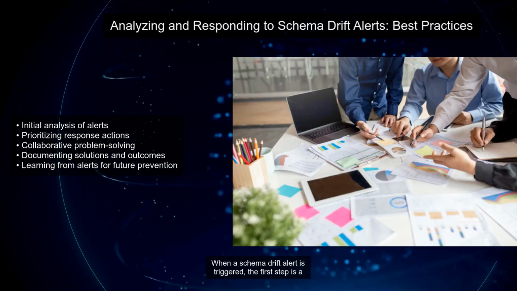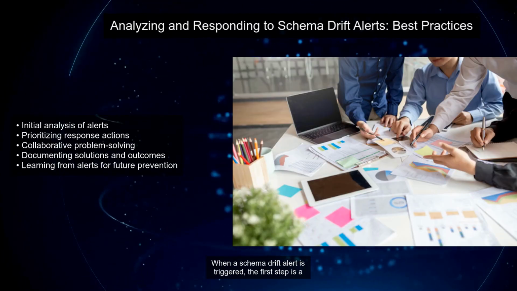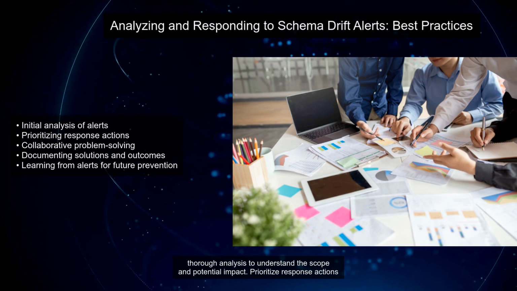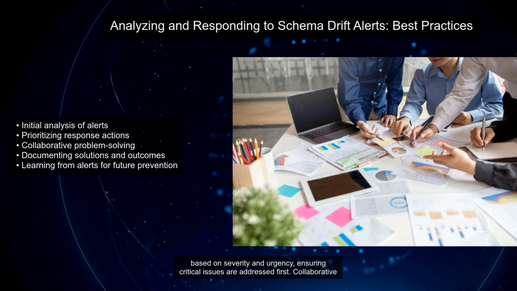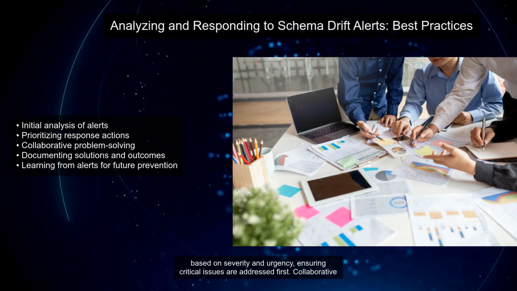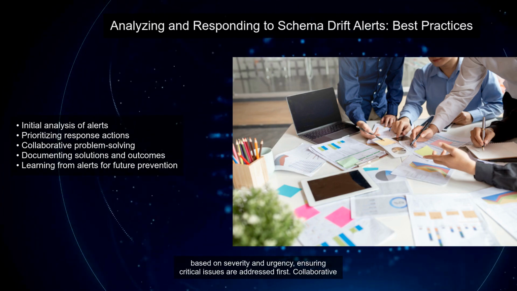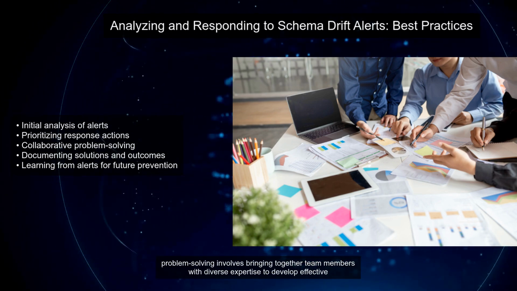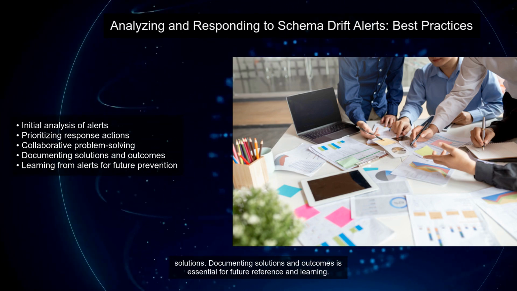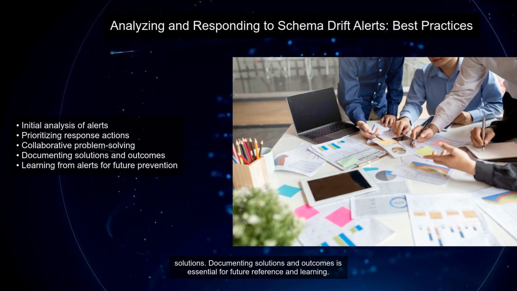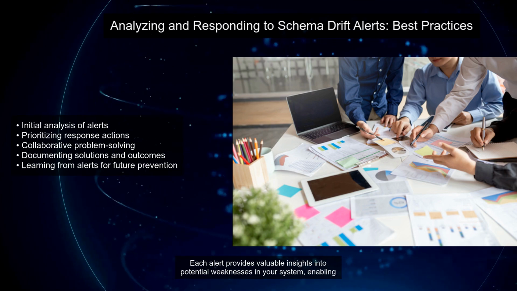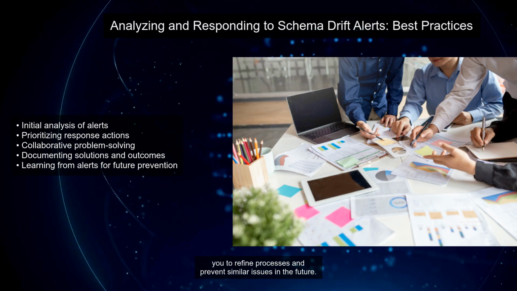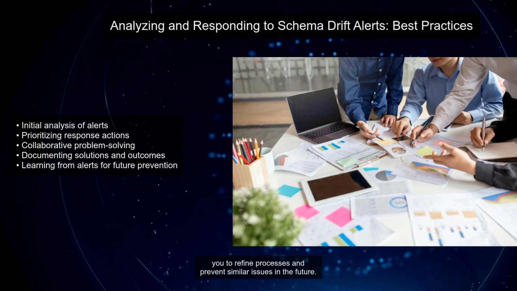When a schema drift alert is triggered, the first step is a thorough analysis to understand the scope and potential impact. Prioritize response actions based on severity and urgency, ensuring critical issues are addressed first. Collaborative problem solving involves bringing together team members with diverse expertise to develop effective solutions. Documenting solutions and outcomes is essential for future reference and learning. Each alert provides valuable insights into potential weaknesses in your system, enabling you to refine processes and prevent similar issues in the future.